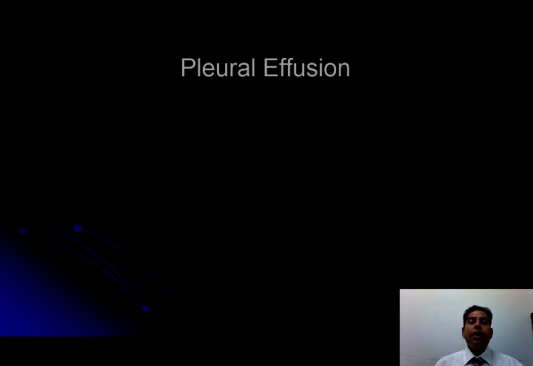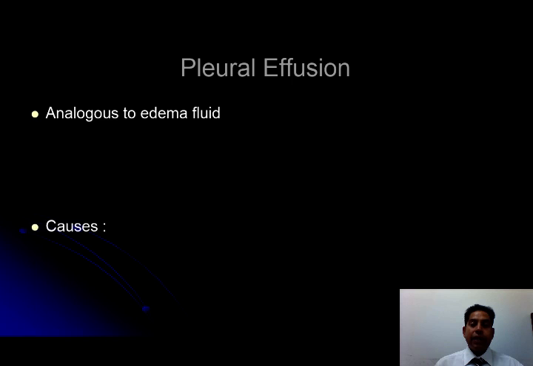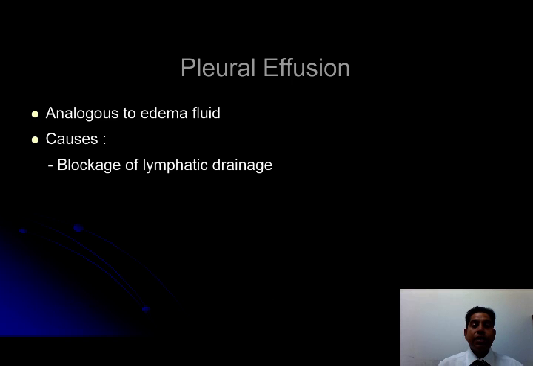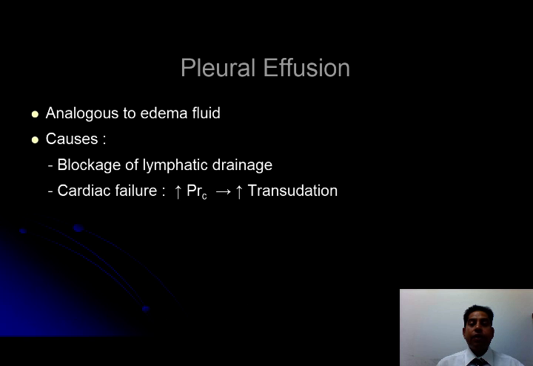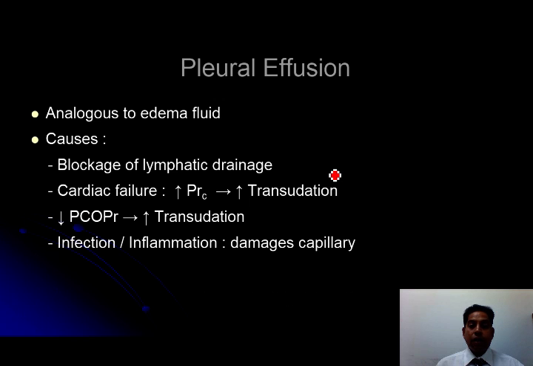The second important clinical scenario is pleural effusion, which is analogous to edema fluid. Causes of a pleural effusion include any blockage of the lymphatic drainage, cardiac failure, where the pressure in the capillaries is high and increases the transudation or escape of fluid from the capillaries, or any case where there is a fall in the plasma colloid oncotic pressure, as can occur in a liver disease. This again will prevent the fluid from remaining in the capillary because there's less albumin now. So again, it leads to an increased transudation.